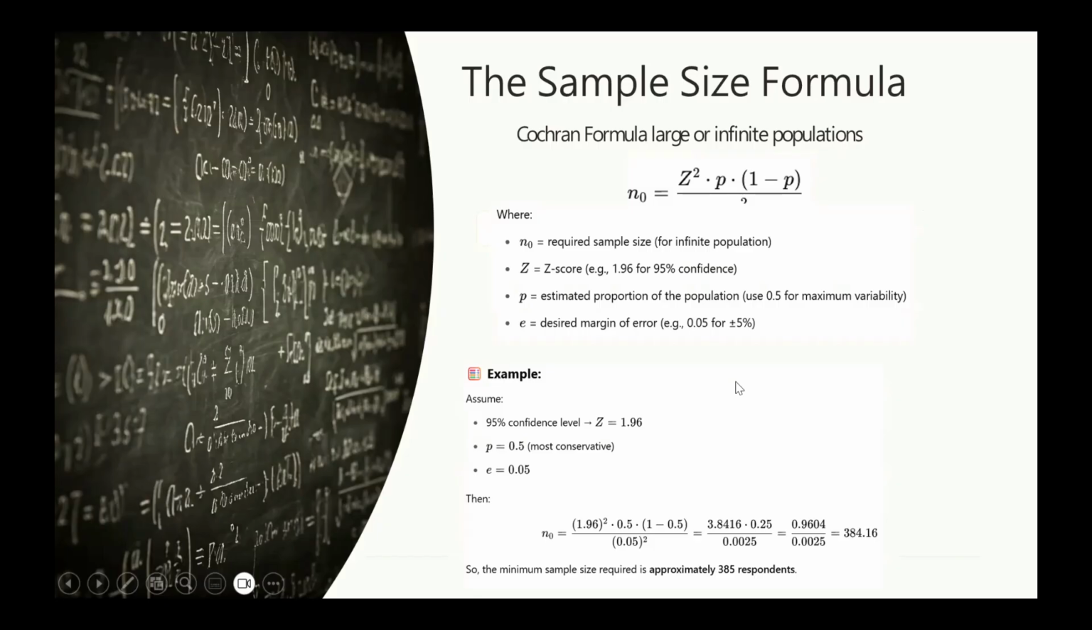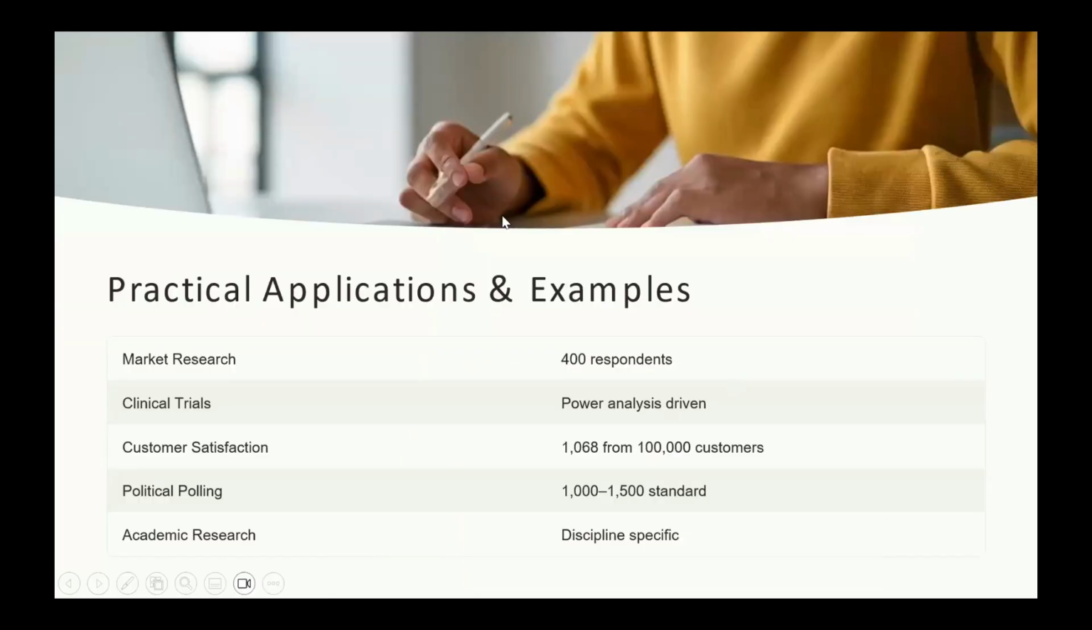Okay, so let's look at practical applications of some of these examples. You can use it in market research, like we have said. You can use it in clinical trials. You can use it in customer satisfaction. And these are some of the likely sample sizes that you can draw from. Customer satisfaction would want to see that you have bigger responses or feedback from your respondents.